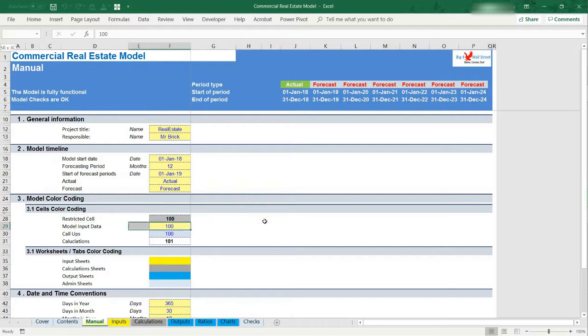Inputs are always depicted with a yellow font and blue letters. Call-ups, that is direct links from other cells, are in blue font and blue letters, while calculations are depicted with white fonts and black characters.